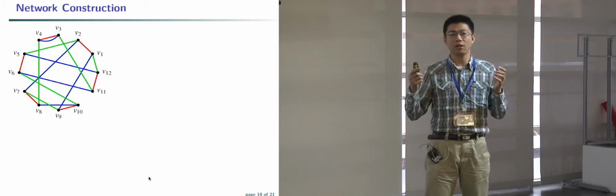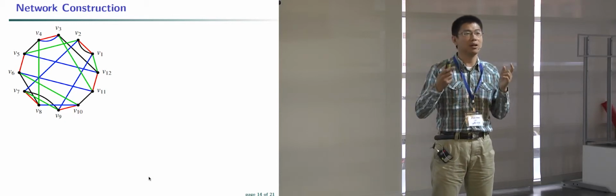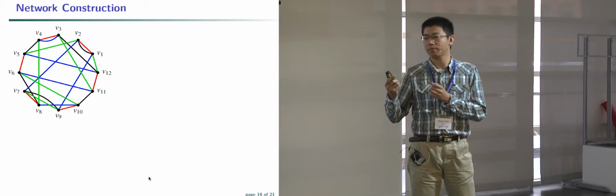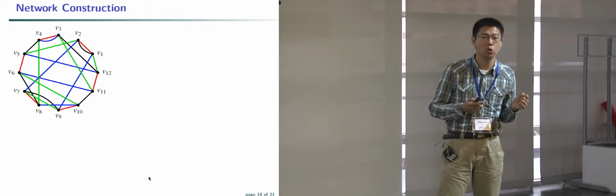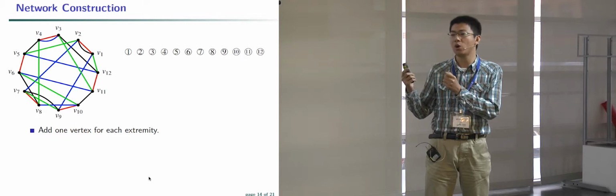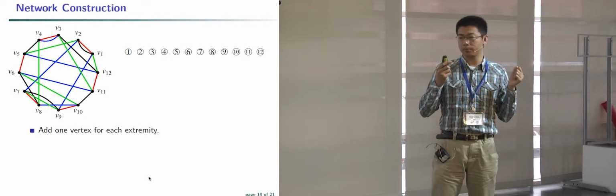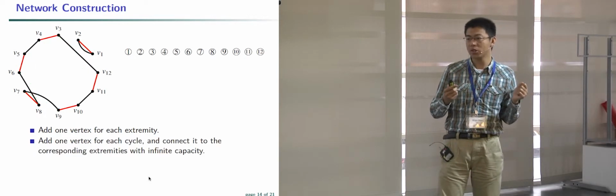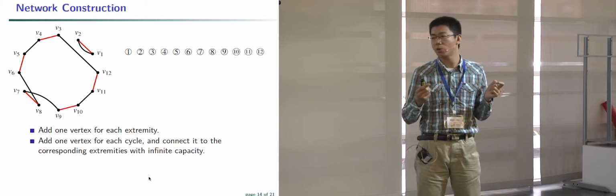So we have 3 perfect matchings, and we also assume that a fourth certificate matching is given, like the black one here. To build the network, we first list all the extremities to the network, and the second step is to add 1 vertex for each cycle. So you can say between the black matching and the red matching, we have 2 cycles.